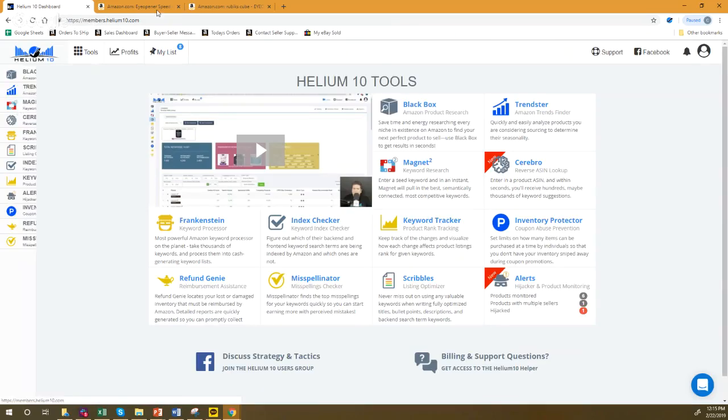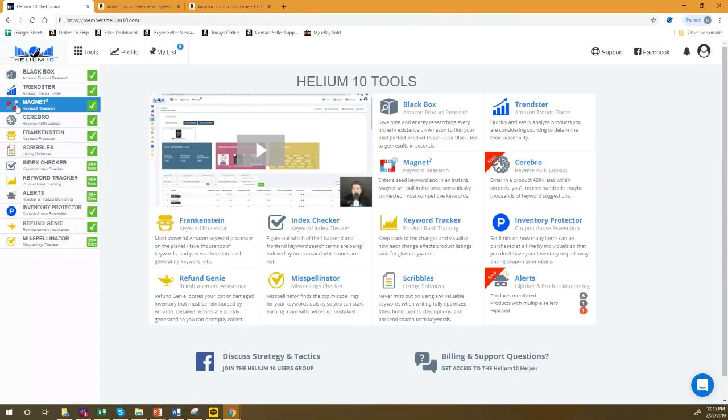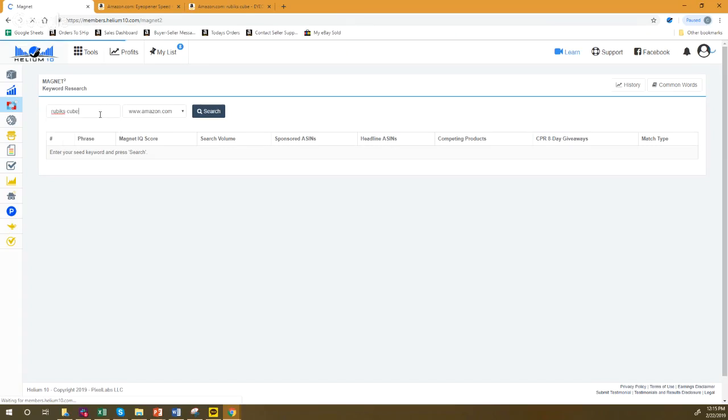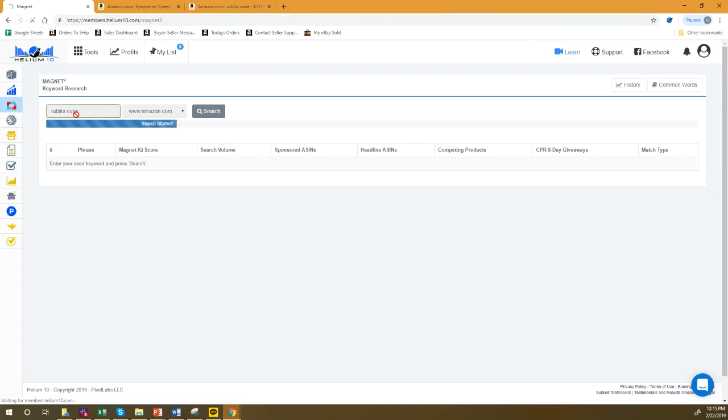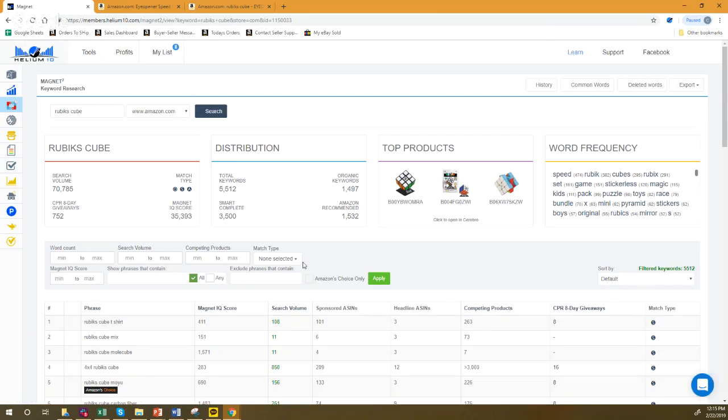So I want to go to Rubik's Cube, and I'm going to put that into Magnet. I can also do this in Cerebro if I was looking for an ASIN. I'm going to search for related keywords to Rubik's Cube using Magnet, to see what kind of words are similar or could be relevant to a Rubik's Cube product. And here we go. We found 5,500 words.